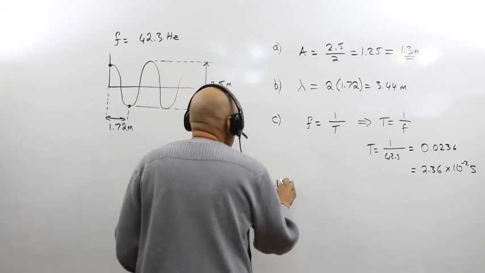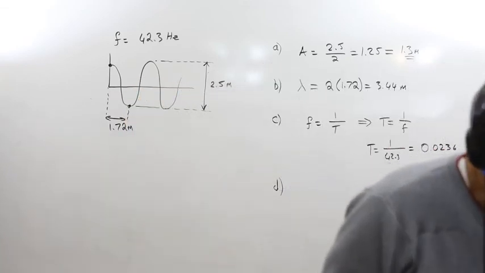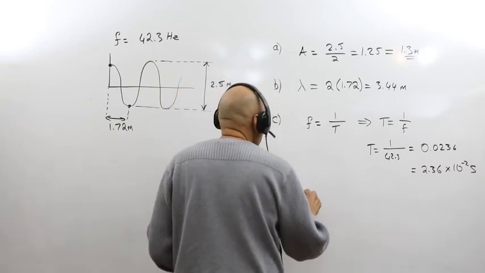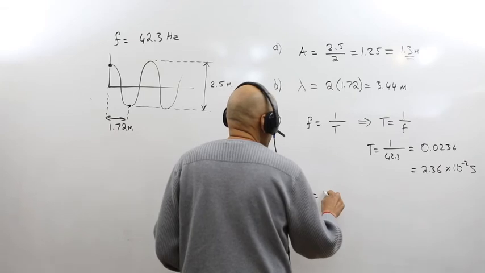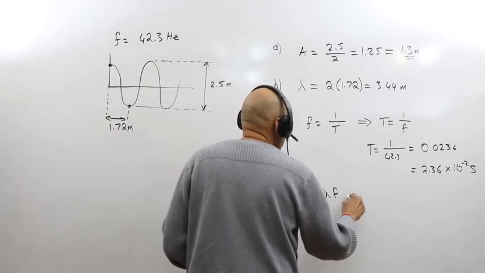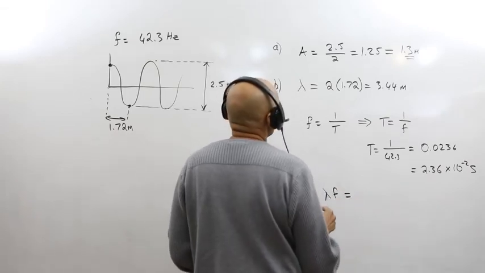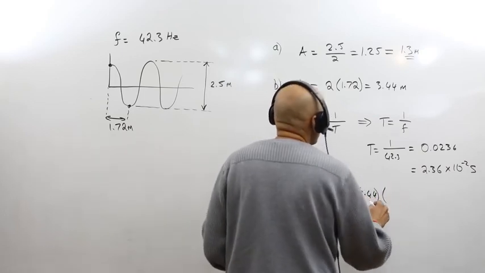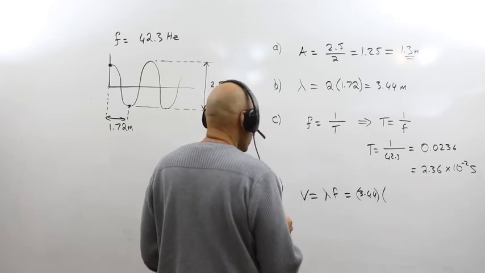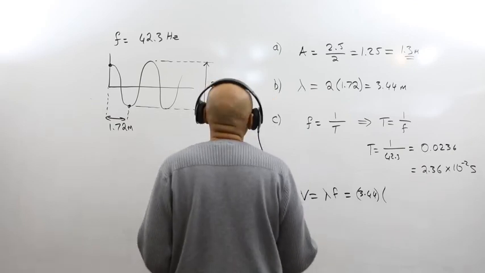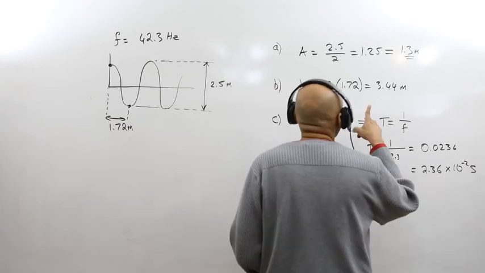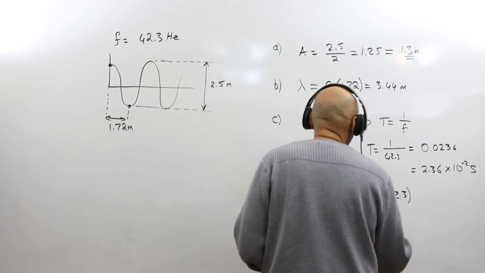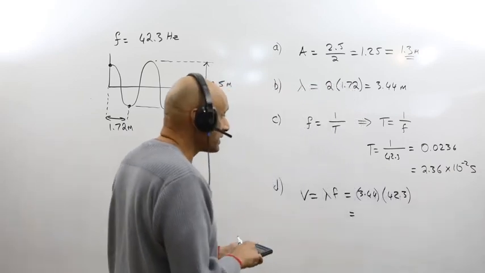Part D in the problem says the speed of the wave. If you remember, the speed of the wave is nothing more than lambda times frequency. And lambda happens to be given as 3.44 meters. And the frequency is 42.3. These are all standard units, so bring out the calculator. 3 significant digits, so good.